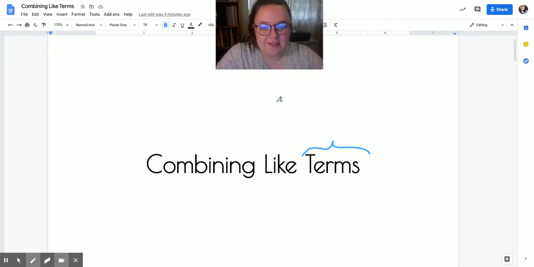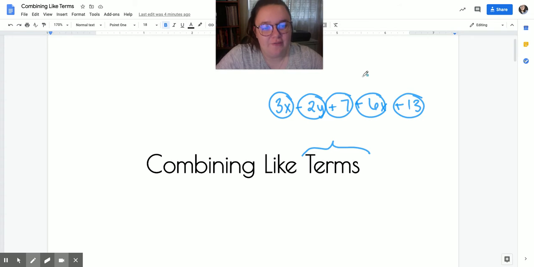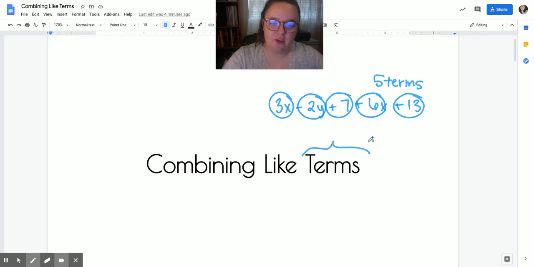So if I gave you this expression, 3x minus 2y plus 7 plus 6x plus 13, right? You could say that it has 1, 2, 3, 4, 5 terms. It has 5 terms with it. Terms are those little chunks that are separated by either plus signs or minus signs. So here it has 5 terms.